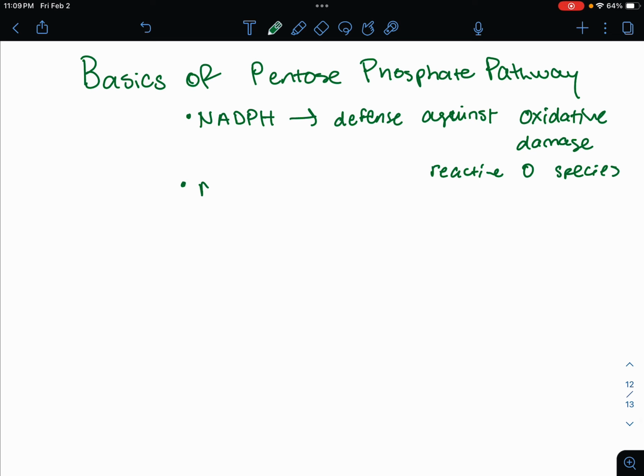We're also going to make ribose, or a form of ribose. We're going to have this 5-carbon sugar, and the form of ribose that is made through the pentose phosphate pathway could be used as a precursor for the nucleic acids.